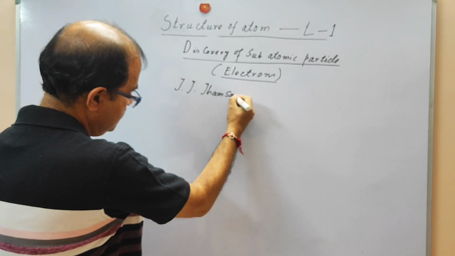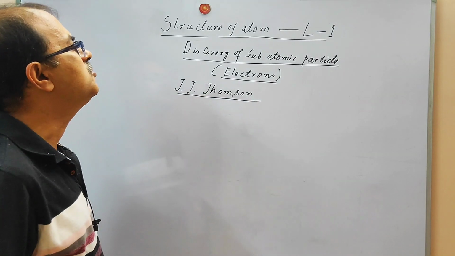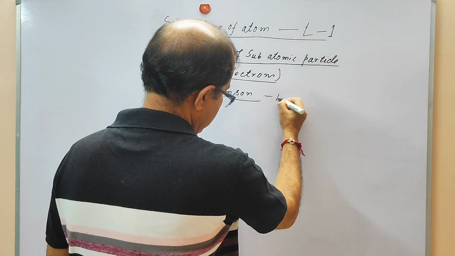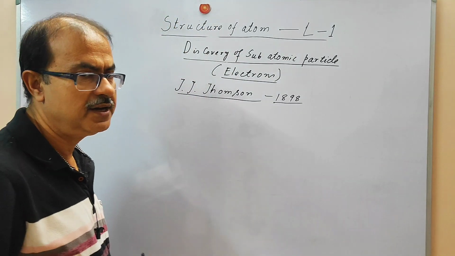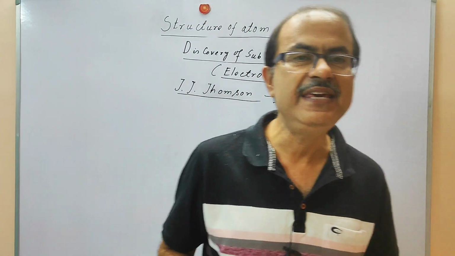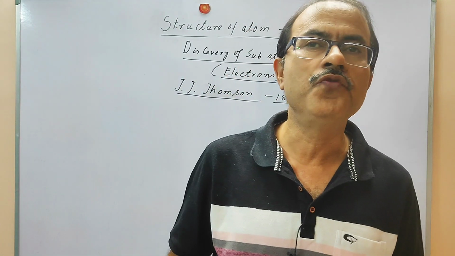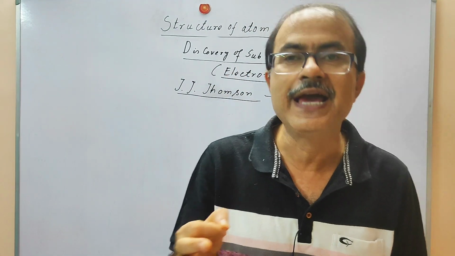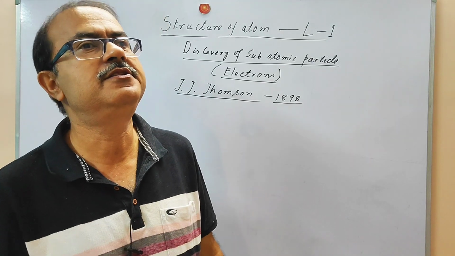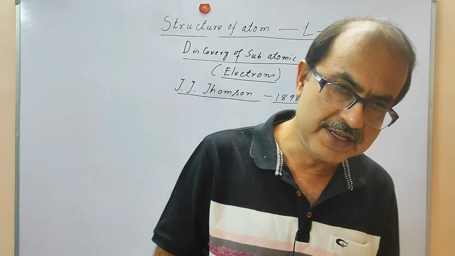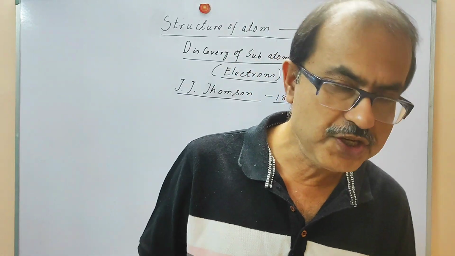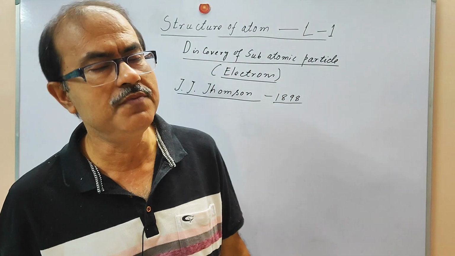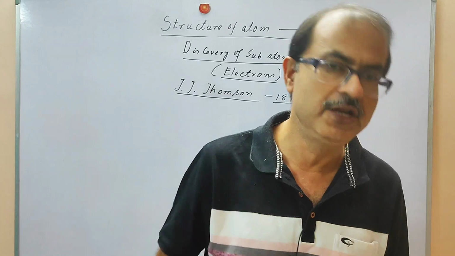J.J. Thomson, in the year 1898, discovered the electrons while making an experiment on the electric discharge through gases. And for that experiment on the electric discharge through gases, he was awarded the Nobel Prize in the year 1906. Now see how J.J. Thomson discovered the electrons.